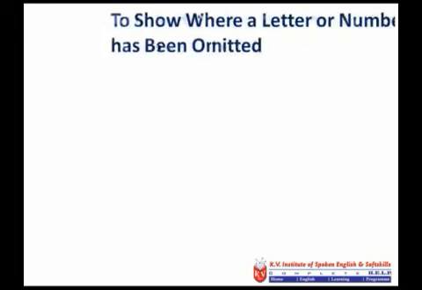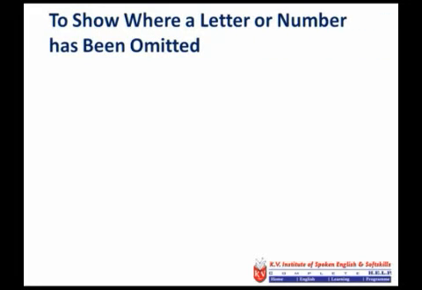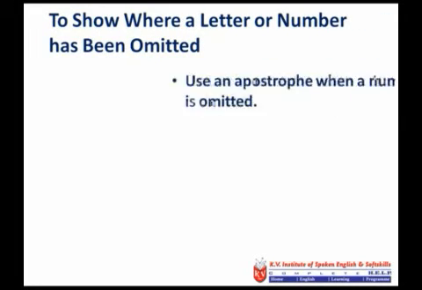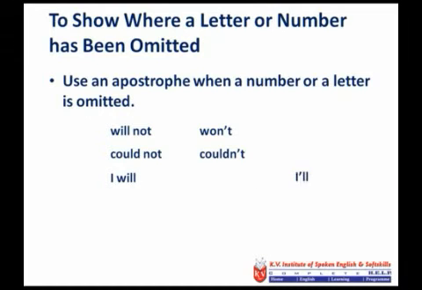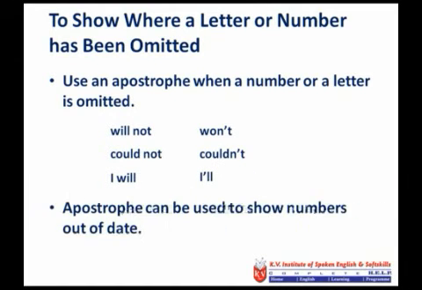And the third way where you can use an apostrophe is to show where a letter or number has been omitted. In words like will not, you'd be using won't, could not, couldn't, I will, I'll. Apostrophe can also be used to show numbers out of date. For instance, the 80s, 90s, etc.